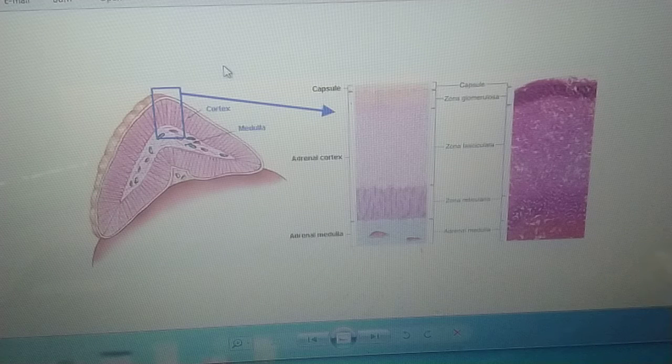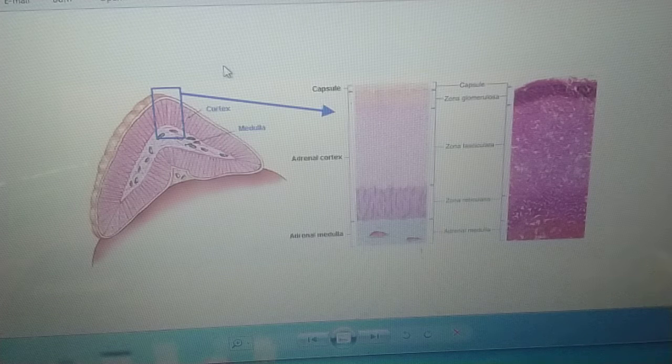Now it acts on the kidney to cause more sodium to be returned to the blood and more potassium to be excreted. As the sodium concentration in the blood increases, water follows it by osmosis, so the blood volume also increases. Thus, the effect of aldosterone is to increase both sodium and water in the blood. Aldosterone or mineralocorticoids act on the cells of the kidney.